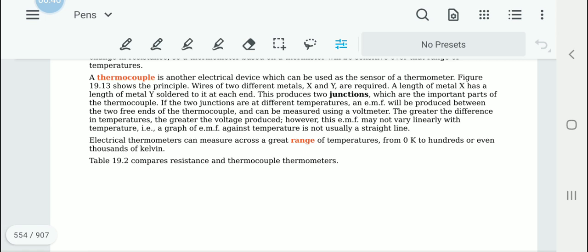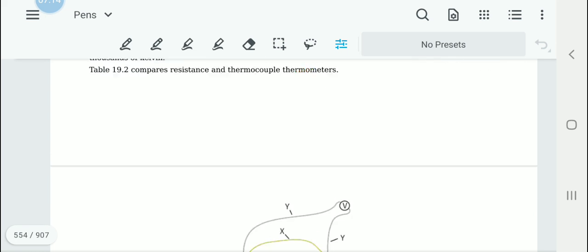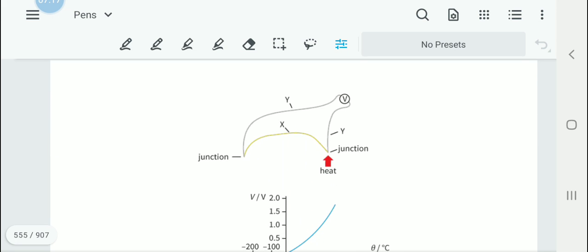If you draw EMF against temperature, it is not going to be a straight line. That is because it is not linear. The electrical thermometers, thermocouple thermometers, can be used to measure great ranges from 0 Kelvin to even thousands of Kelvin, right? So these are quite important stuff.